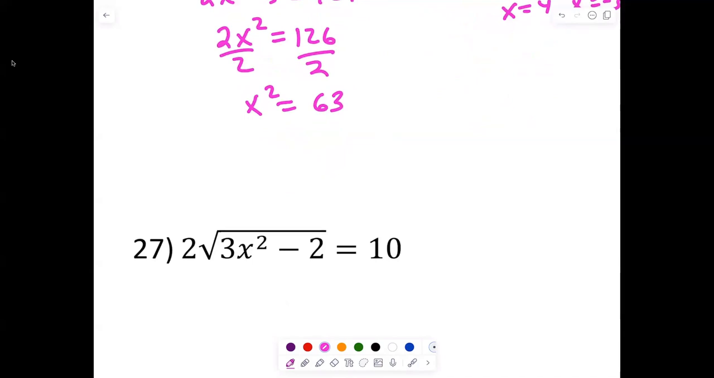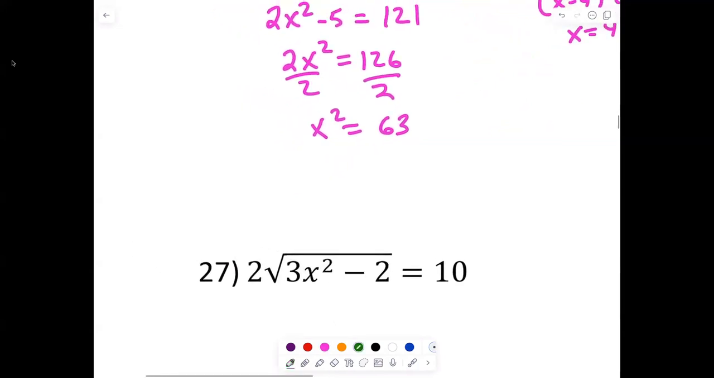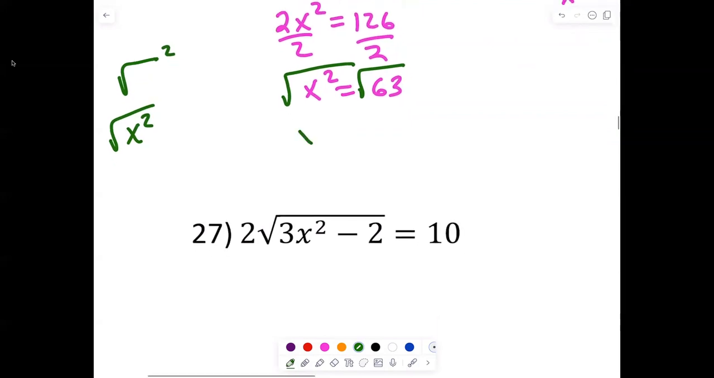How do I undo a square, do you think? You square it. Square root. All right. Just like to undo a square root, we do what? We square it. If I want to undo a square, I have to do what? Take the square root. So we're going to take the square root. Anybody have any issue with that so far? So now x is equal to plus or minus the square root of 63.